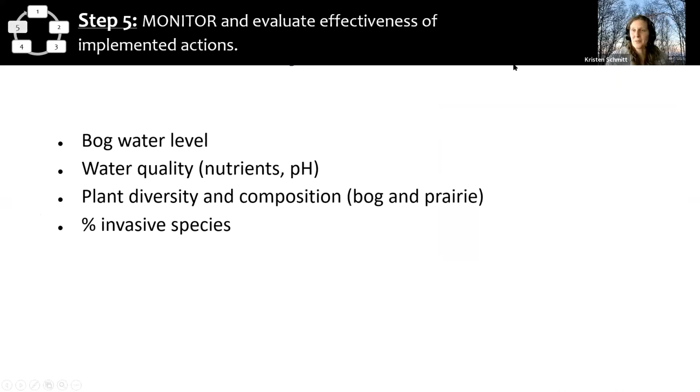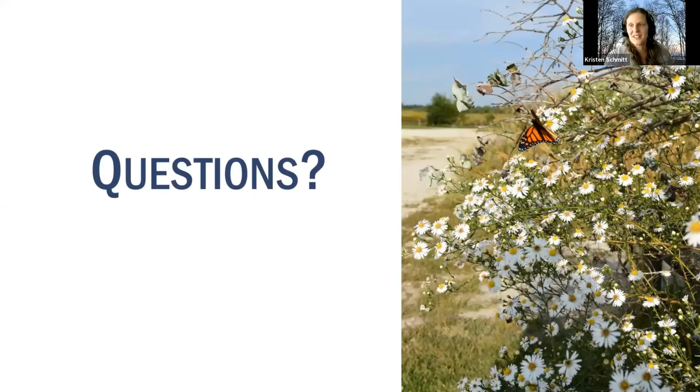In step 5, again, a little bit of a preview, you'll talk more about monitoring and different aspects of your project that you might monitor to make sure your adaptation actions are doing what you want them to do. In this case, they picked out the level of water in the bog, water quality, plant diversity and composition, and the percentage of invasive species to monitor to make sure their management actions were having the desired effect. So it's a little bit of a run through an adaptation project. And hopefully that got at some of the distinction between steps 2 and 3.